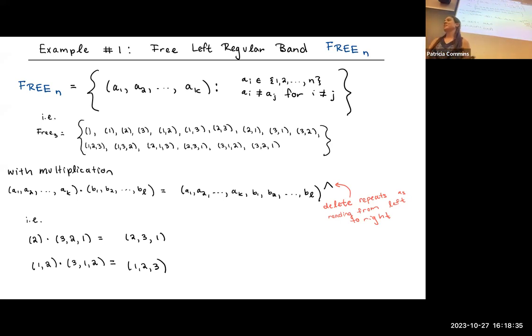but to make sure that you stay within the LRB, you go through and you read from left to right and delete any letter that you've already seen. So this makes it satisfy that XYX equals XY. So for example, if we're in the free left regular band on three letters and we want to multiply 2 3 by 2 1, we concatenate them and get 2 3 2 1, but delete the second 2 because we've already seen a 2 and just get 2 3 1. Or if we want to multiply 1 2 by 3 1 2, we'd concatenate them and then delete the last 1 and 2 because we've already seen a 1 and 2.